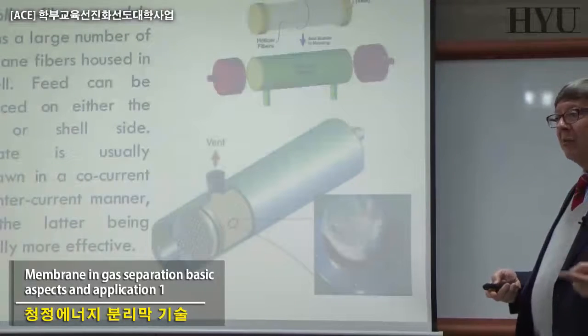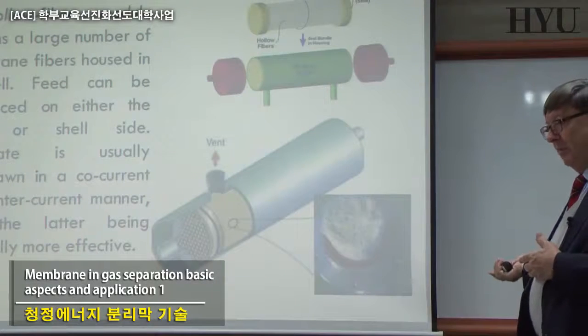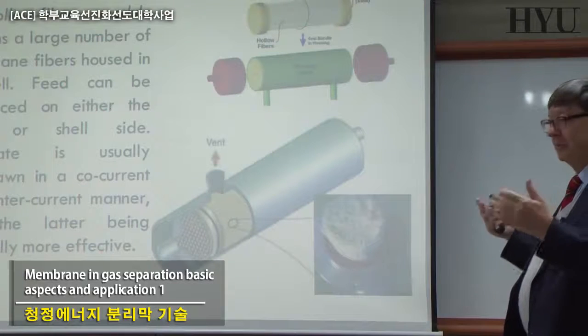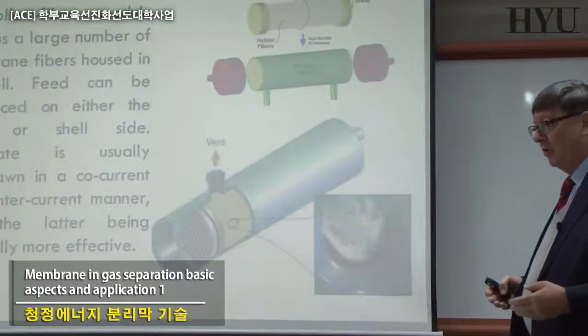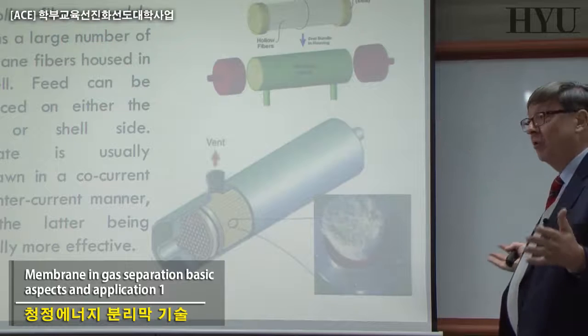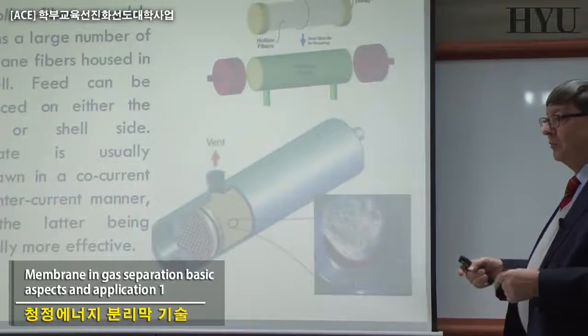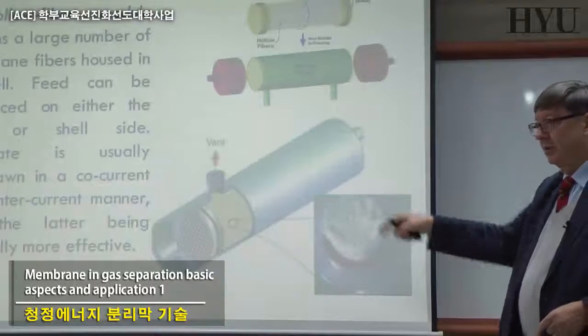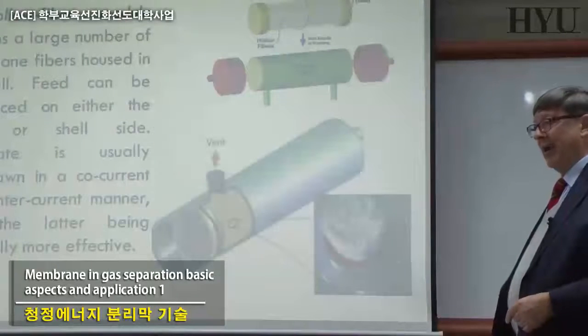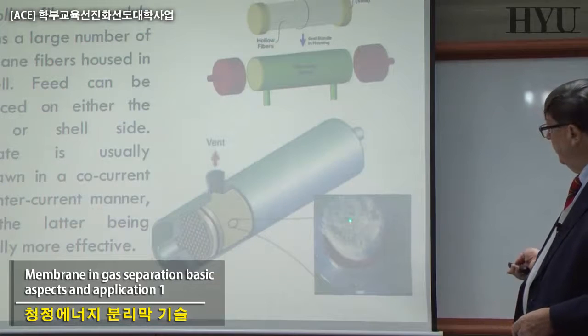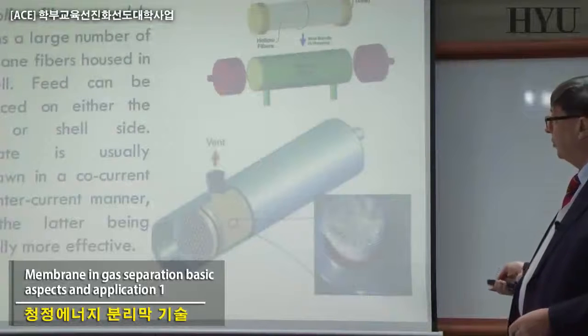If you want to have 1,000 square meters of membrane in flat sheet, or even in spiral wound, you are still filling up this room. With this one, you fill up just a fraction of this room. So this kind of assembling is quite interesting.